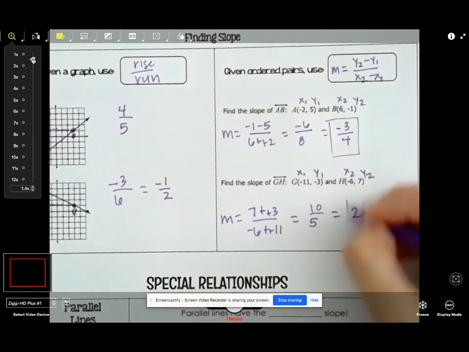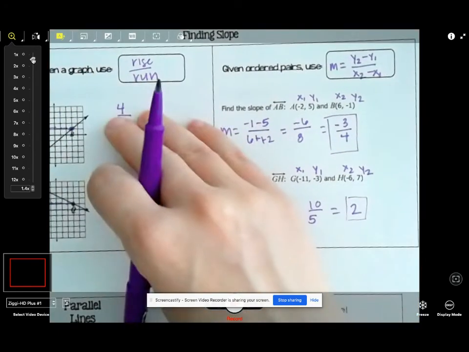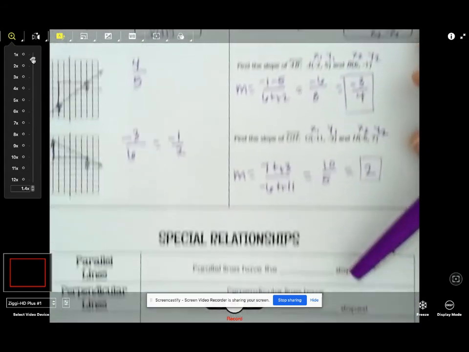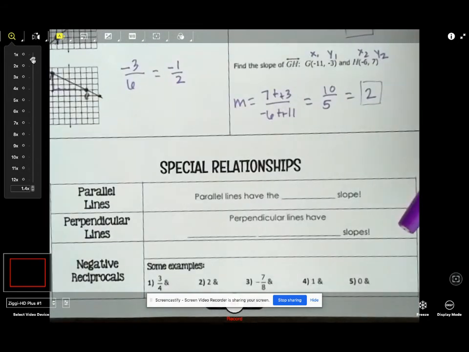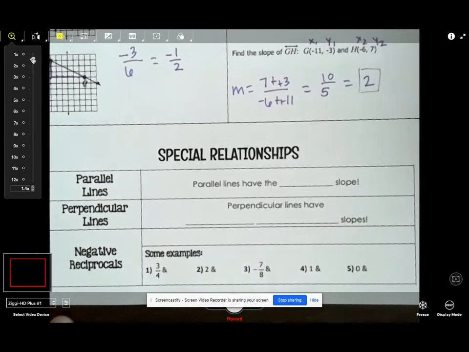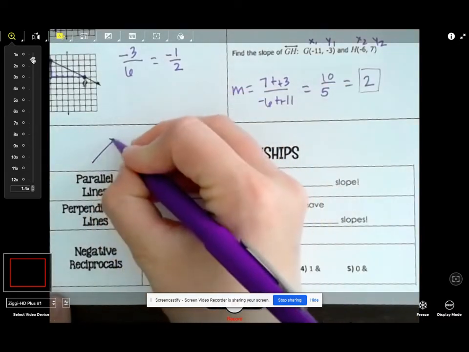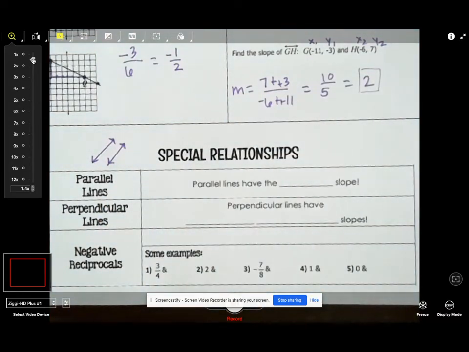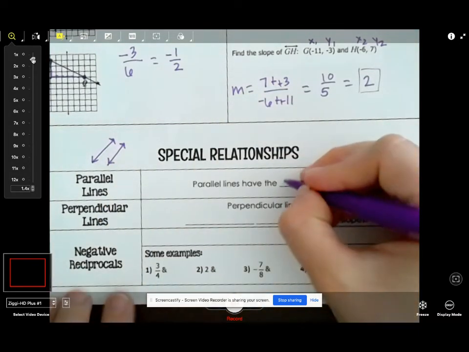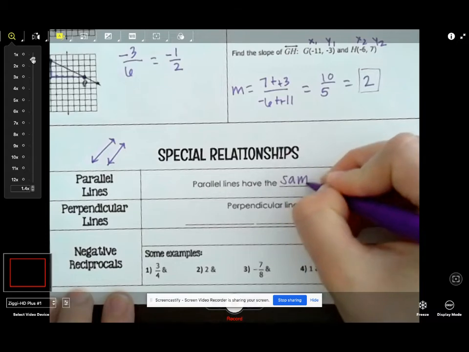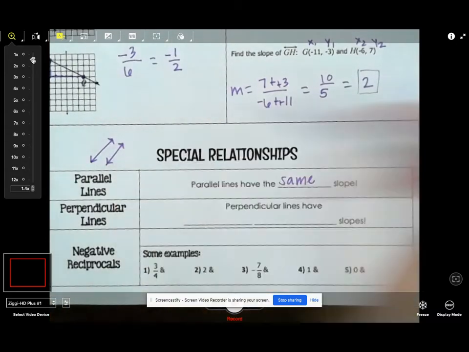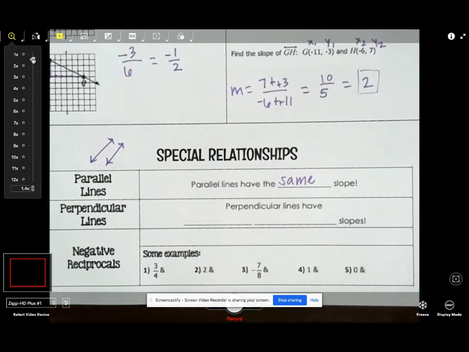Okay, so again, you can find slope by either counting or by using the slope formula. Now we have some special relationships that exist with our slopes. Parallel lines, remember, are lines that never touch. And why do they never touch, you guys? Well, they never touch because they have the same slope. Their steepness is the same, so they'll never intersect because their rate of change is the same.